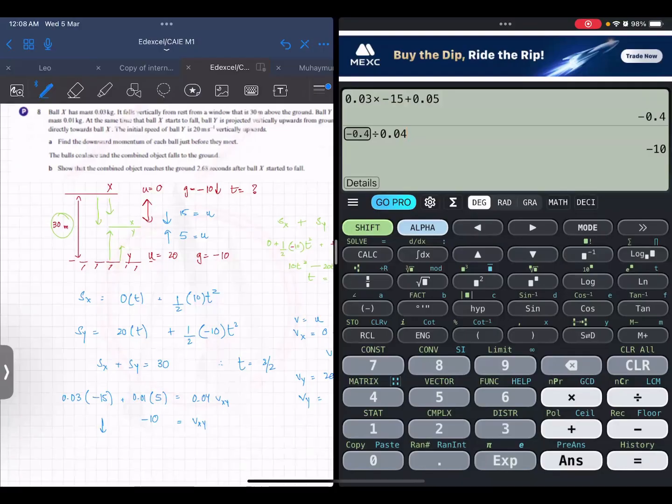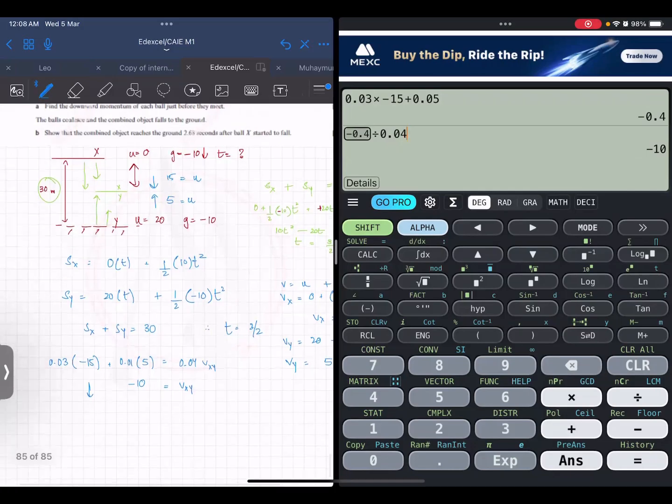And how much distance have they covered? They would fall that distance, right? Find the distance that y has covered. So sy is 20 times 1.5 plus 0.5 times -10 times 1.5 squared, so 18.75. Now they have touched each other at a height of 18.75, and now they would both move down with an initial velocity of -10, and we have to show that the combined object reaches the ground at 2.68. So now the displacement is -18.75.